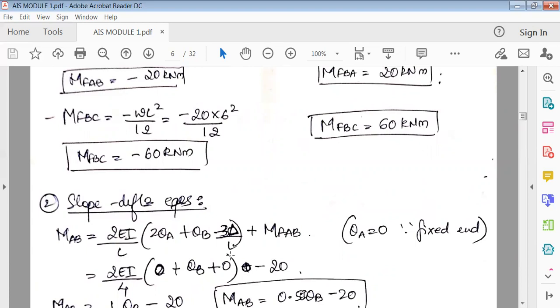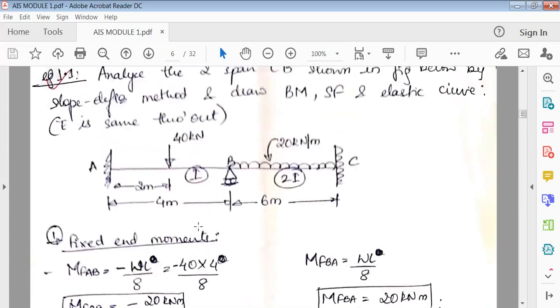Okay. All right. So, as usual, first A to B. We are developing four slope deflection equations. That is A to B, one moment. That is MAB. Next is MBA. Similarly, in the next span, MBC. Second one is CB. Okay.